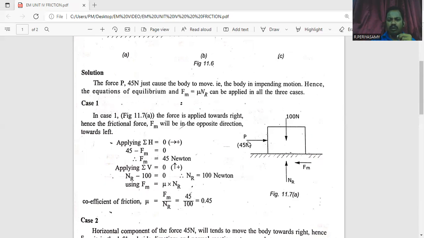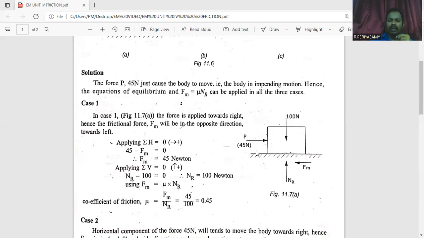So 45 Newton acts in the rightward direction, considered as positive 45. The friction force acts in the leftward direction, so it is considered negative, minus Fm, equal to 0. Finally, we solve this step. So the frictional force Fm equals 45 Newton.